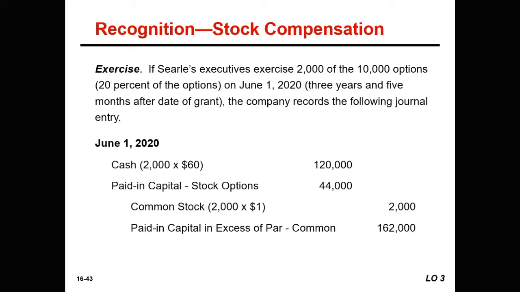Now, what you're probably wondering is why $44,000? Remember, this is 20%. 20% of the $220,000 fair value allocated to the original option is the $44,000. We're moving that out of the paid in capital stock options because no longer will $44,000 of it be an option. It has now been exercised in the form of $120,000 worth of cash.